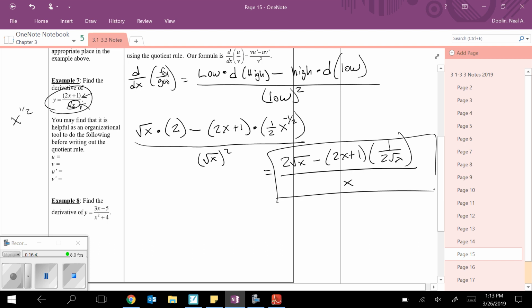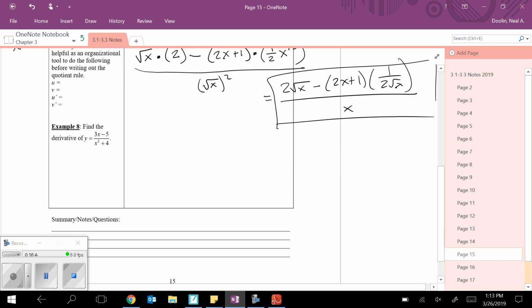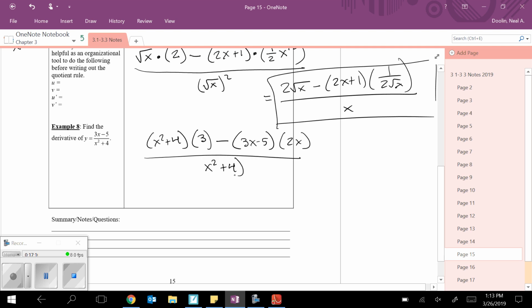And we got one more, and we'll wrap it up here. So again, we'll just follow the pattern. So low times d high, so derivative of the high, minus high d low, strike a line, square below. Mission accomplished.